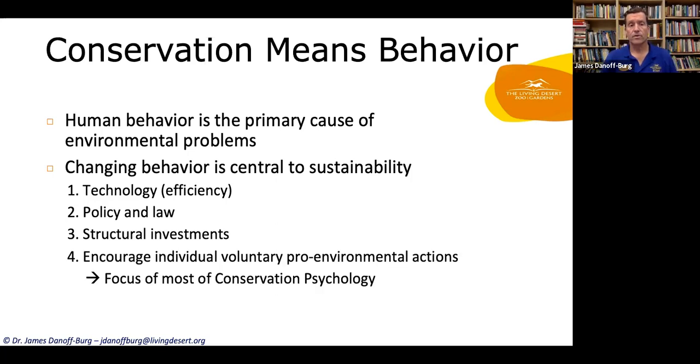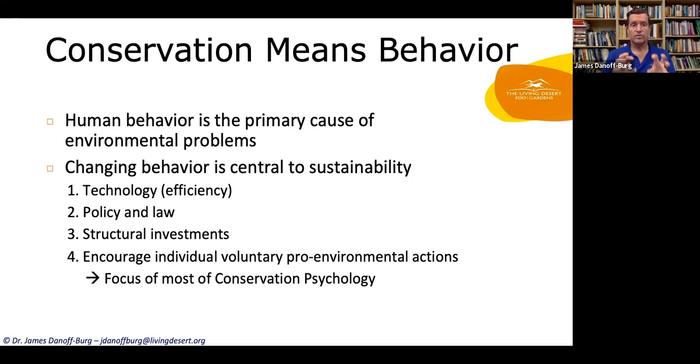Fourth, and this is the one that we're focusing on for all of our time together, is that we're trying to encourage individual and voluntary pro-environmental actions, right? Which basically means we're trying to get people to want to change their own behavior in ways that help conservation.